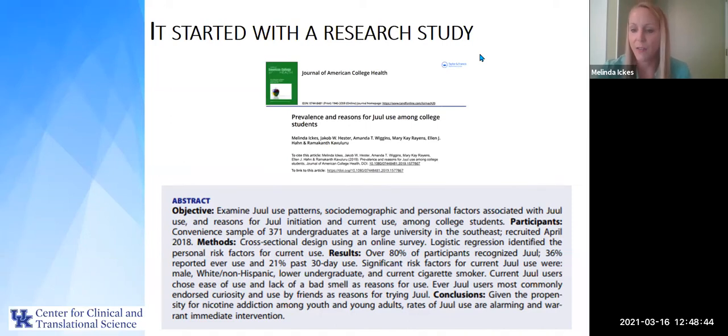We also found that significant risk factors for Juul use were males, white non-Hispanics, lower undergraduates. And so I think that's a really important point, because while it was a small convenience sample, the results were shocking, and it inspired a follow-up study among incoming freshmen the next year, because we learned that youth are using these while they are still in high school.